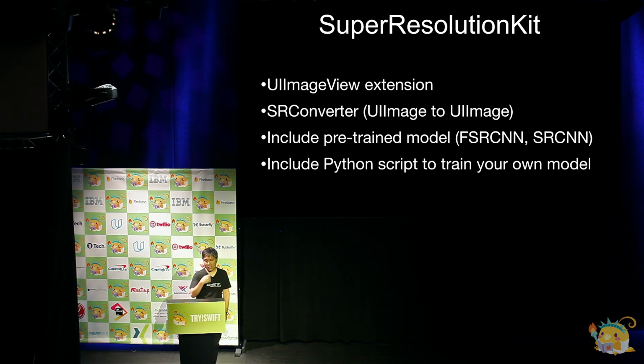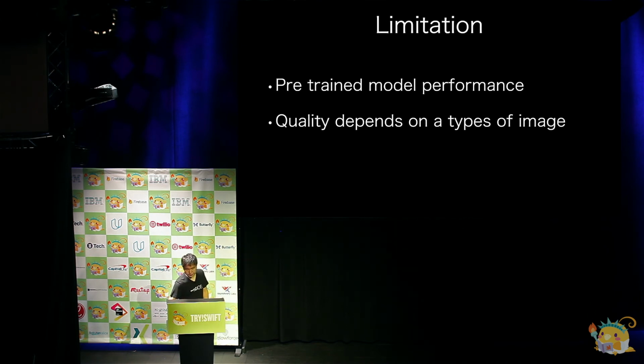Super Resolution Kit works well in many cases, but it has a few limitations. First, this model is not trained enough. It needs more training for production. Second, the quality of the super resolution is dependent on the type of image. For example, if you use our model trained on manga images, you may not get good results with images other than manga. Keep in mind this limitation. Please try it yourself.